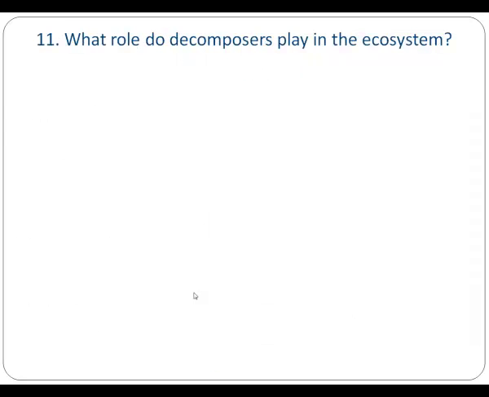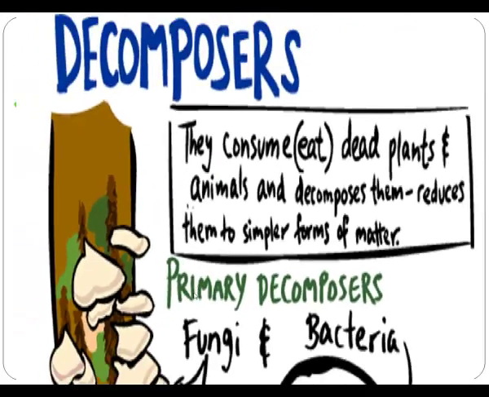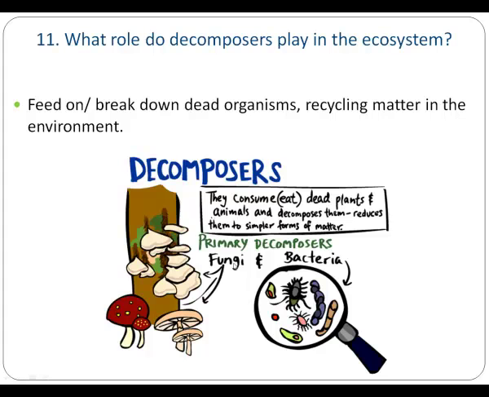What role do decomposers play in the ecosystem? They feed on or break down dead organisms, which recycles matter in the environment. So whenever they consume or eat dead plants and animals, they turn into simpler forms of matter which can be used by the producers to complete the food chain. Examples of these are fungi and bacteria.